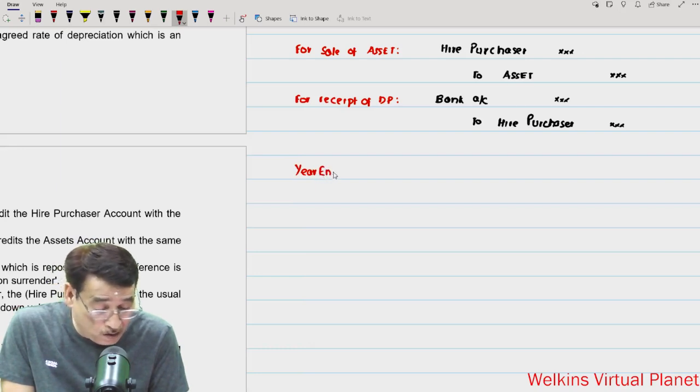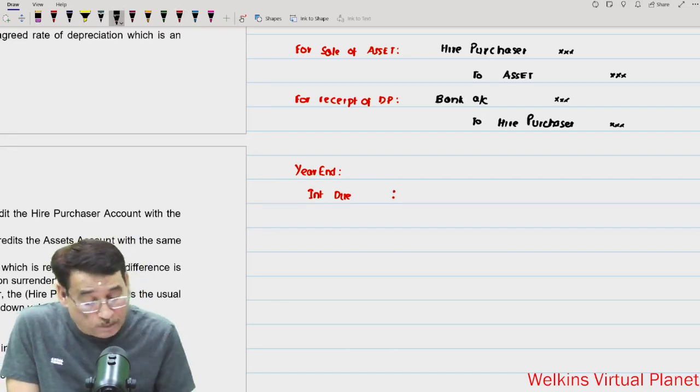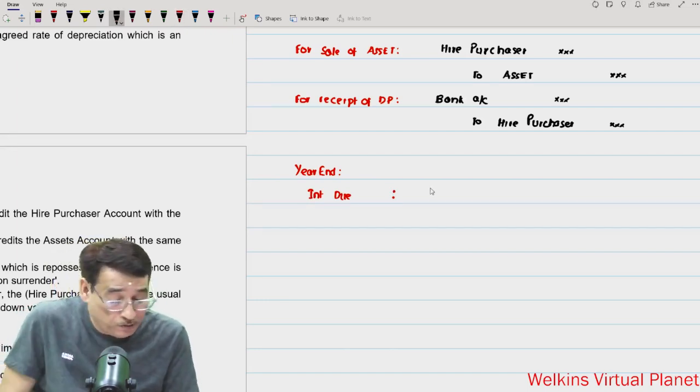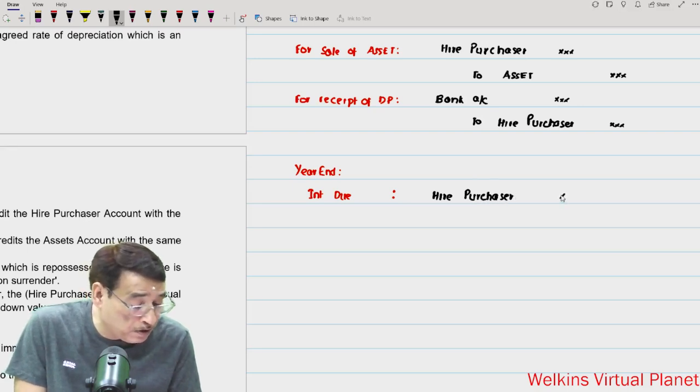When he reaches the year end, first of all, he will also pass the entry for interest due. You are the seller. Now you are supposed to receive the interest. Interest is a gain for you. But right now you are passing the entry for interest due. So when you pass the entry for interest due, you will debit the hire purchaser because you have to receive this much interest from the hire purchaser. Hire purchaser account debit and then you are going to credit the interest account because interest is a gain for you.